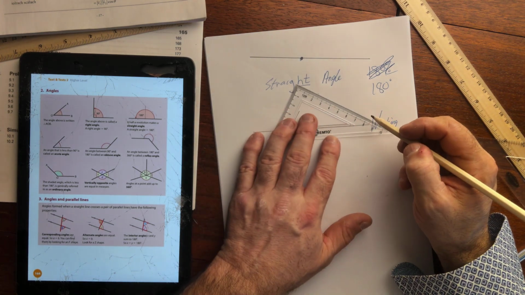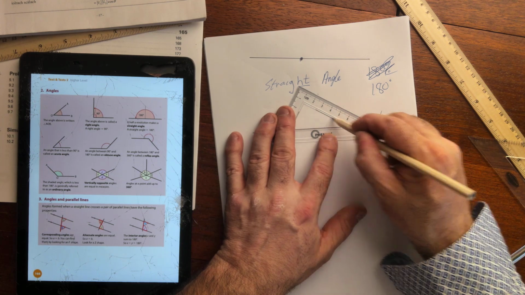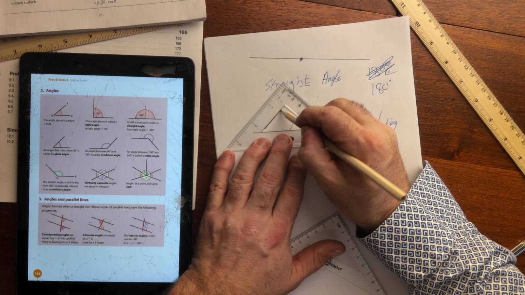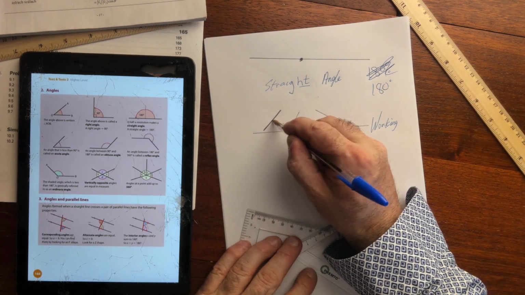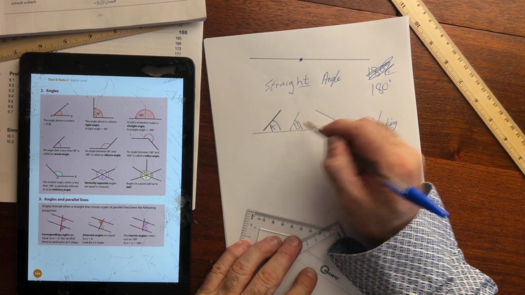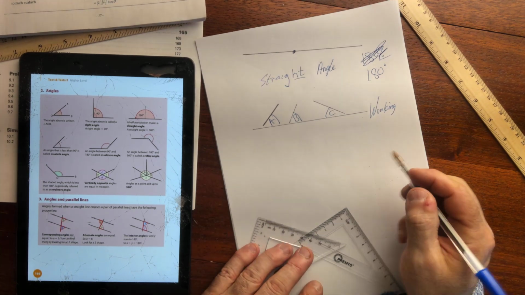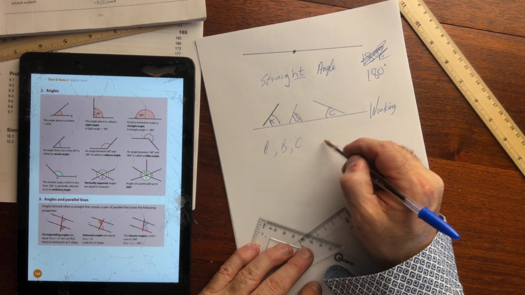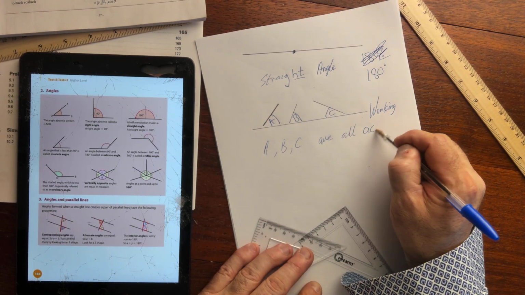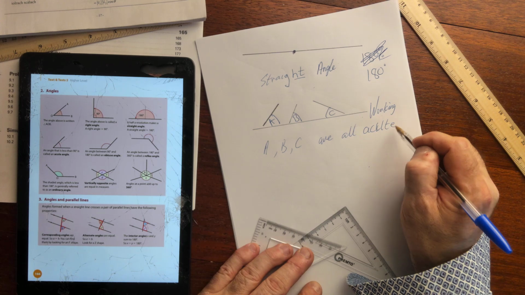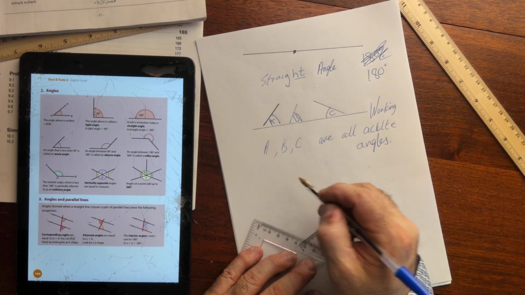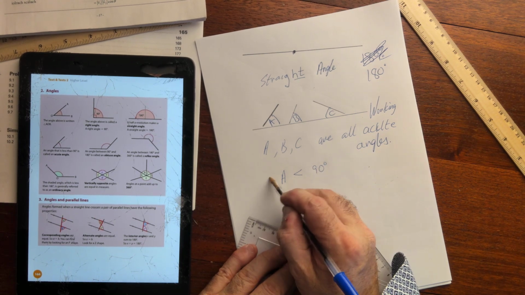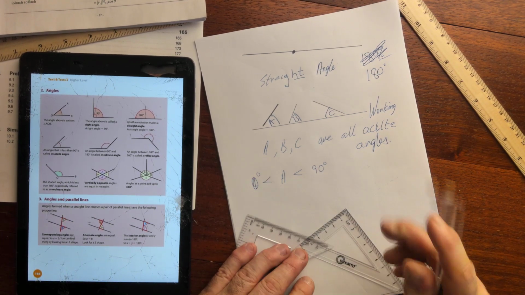Okay, so that's 60, that's 30, and we'll put a 45 here. All of them are acute. So we'll mark the angles A, B, and C. And angles A, B, and C are all acute angles. And because an acute angle is less than 90 degrees, bigger than 0 degrees.